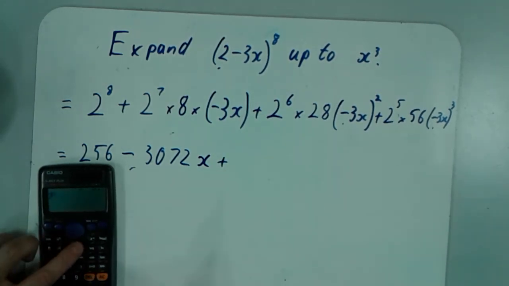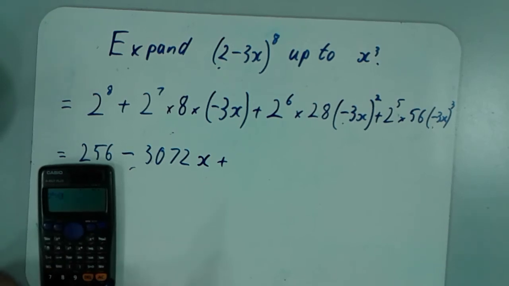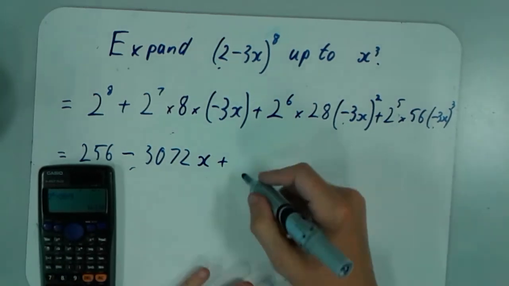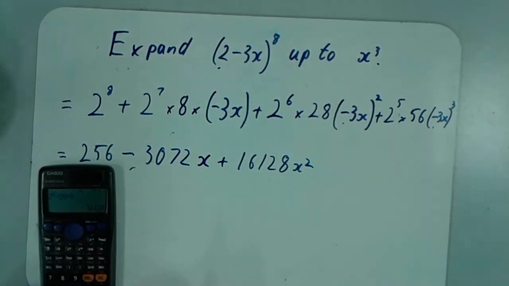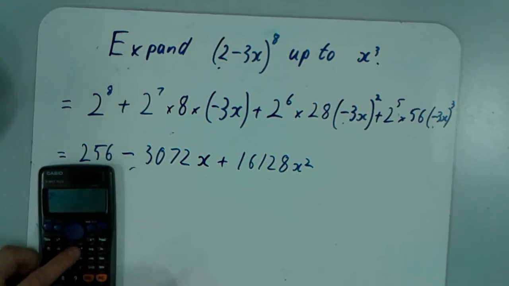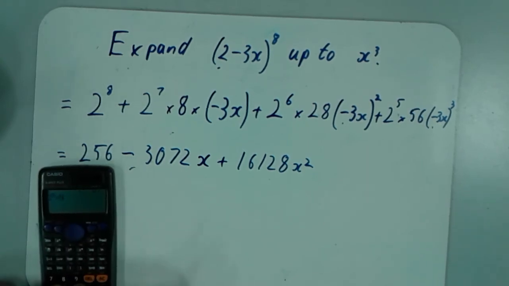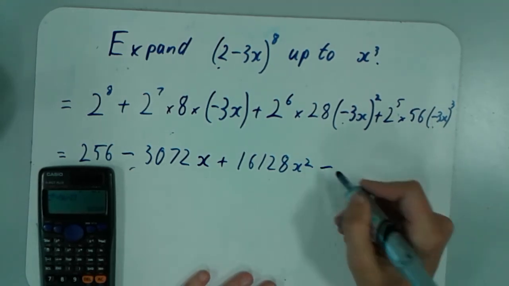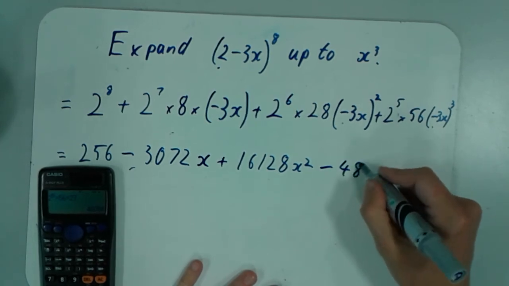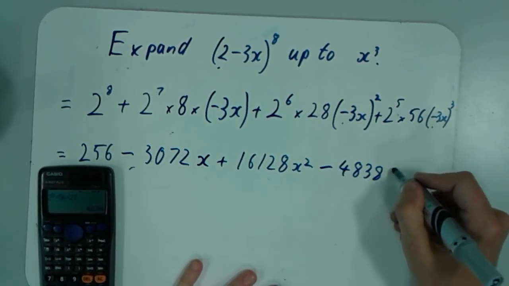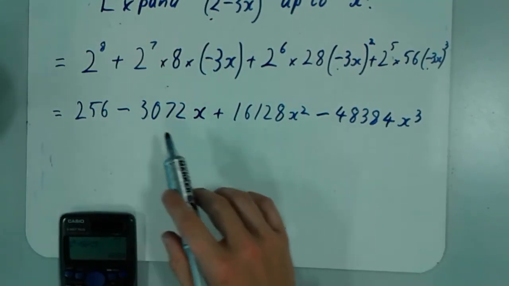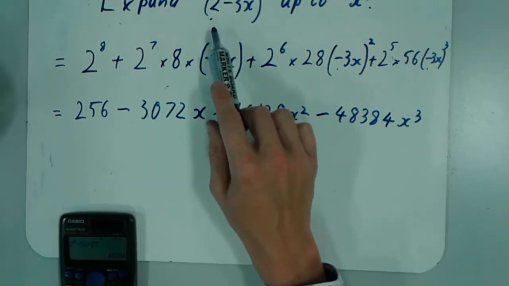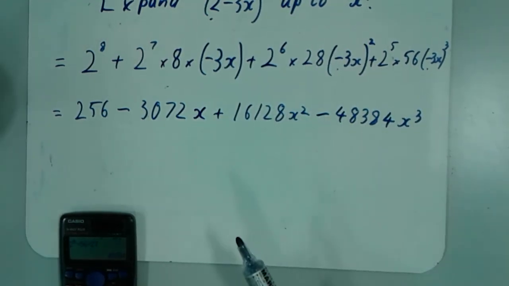We then have 2 to the 6 times 28 times 9, 16128 x squared. Final term, 2 to the 5 times 56 times 27. Again, I know this is negative, so I'm not putting negatives in my calculator. I have the first 4 terms of this expansion, and I've expanded it up to x cubed.